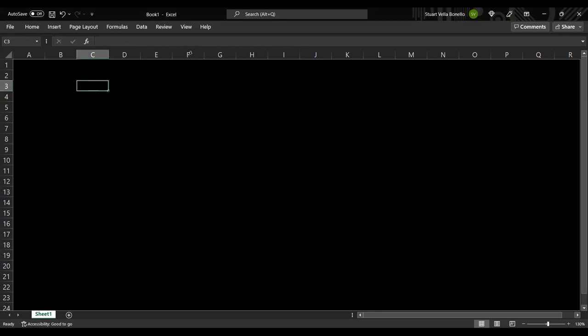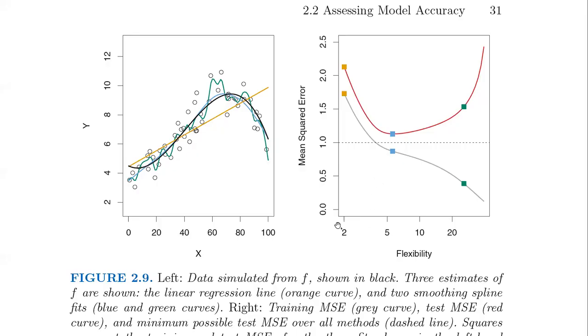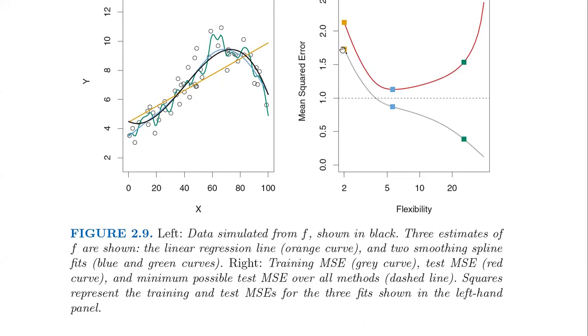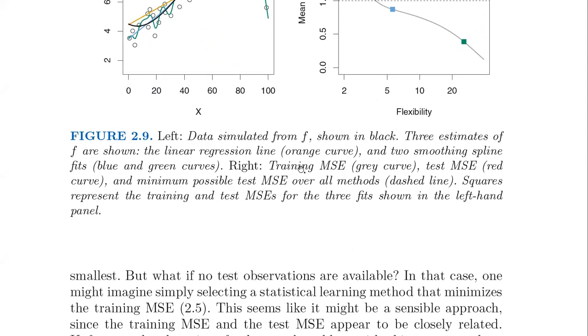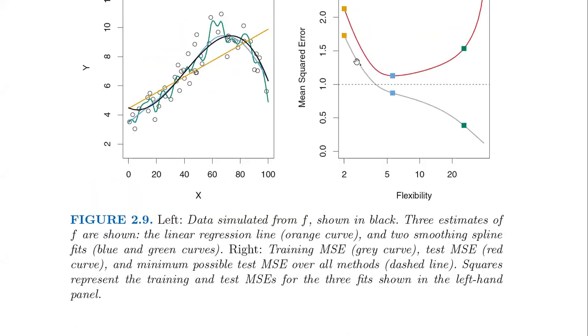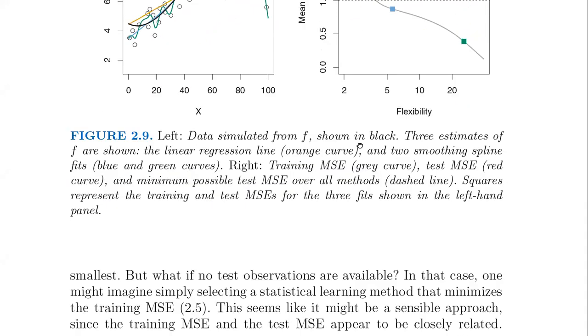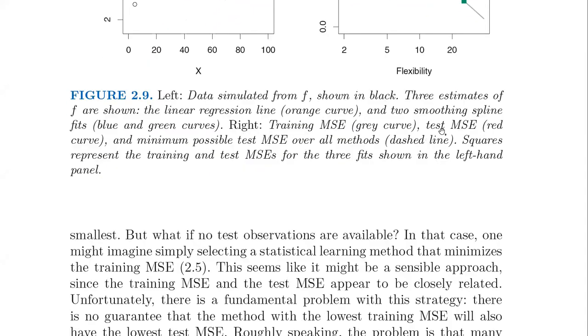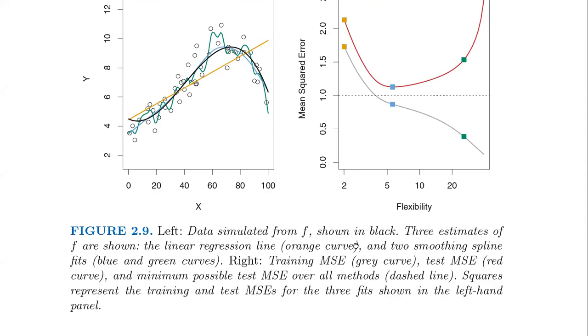Yes, in fact, what is the book doing? The book is looking at 3 models, and it's calculating mean squared error twice for each model. And why twice? It's doing it once for the training data. So we have the training mean squared error, that's the gray curve. And we also have the test mean squared error.